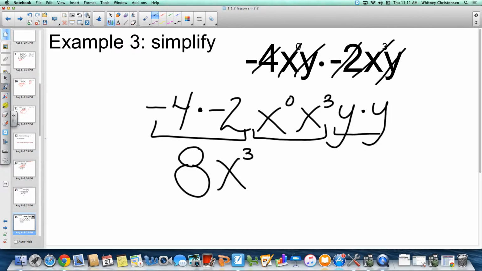And then in this case, what are we going to have? Y to the 2nd. You added the two 1s that were there. Even though they weren't there, they technically were there. So we have y squared. Now, one last thing. Let's pretend like I changed the problem. That's the final answer. Any questions?